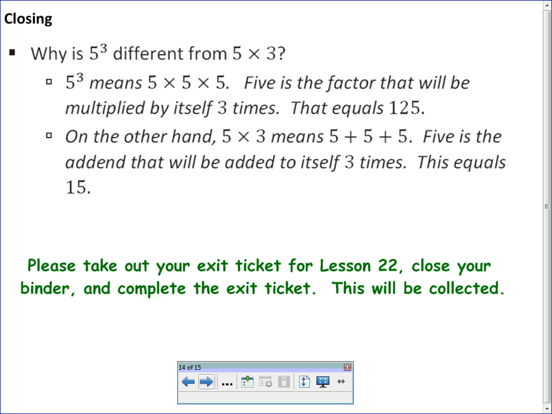So in closing, we have to remember that 5 cubed is different than 5 times 3. 5 cubed is repeated multiplication: 5 times 5 times 5. 5 is the factor that will be multiplied by itself 3 times. 5 times 3 is repeated addition. That's 5 groups of 3. 5 plus 5 plus 5, which is 15. There's a big difference between 125 and 15. Please put the calculators away neatly.